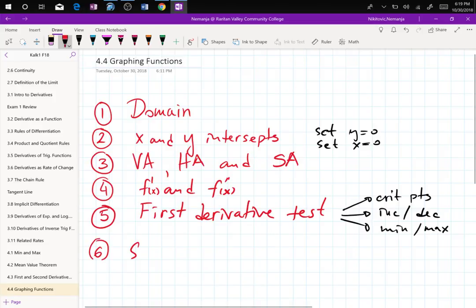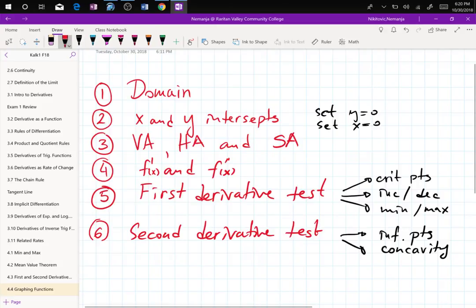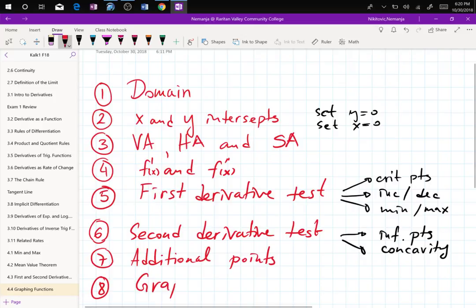Number 6 is the second derivative test, and that one is going to give us inflection points and concavity. So concave up, concave down. Number 7, if needed, additional points. And finally, number 8 is graph.